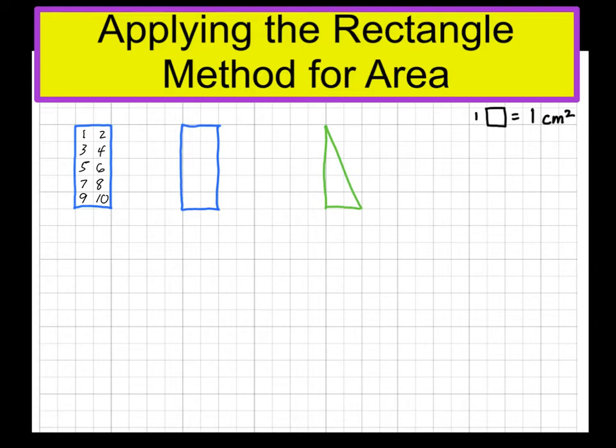It's the distance around the outside edges, kind of like a fence. So with this method, counting the squares, I get 10 centimeters squared, which works very nicely.